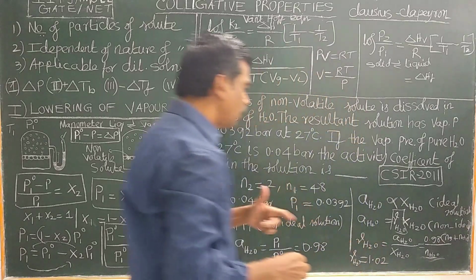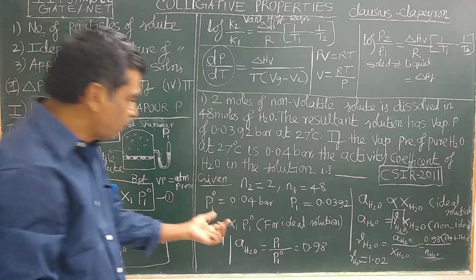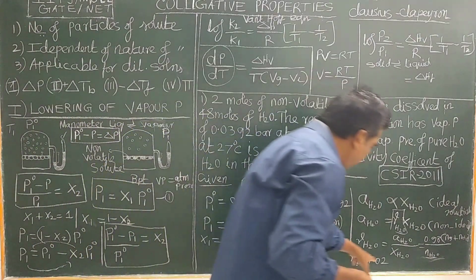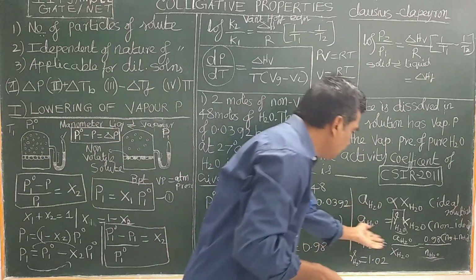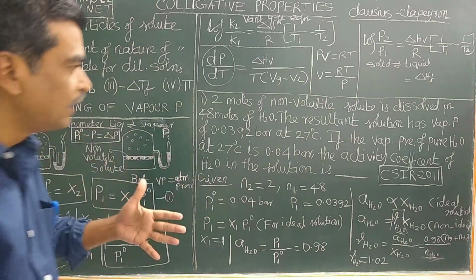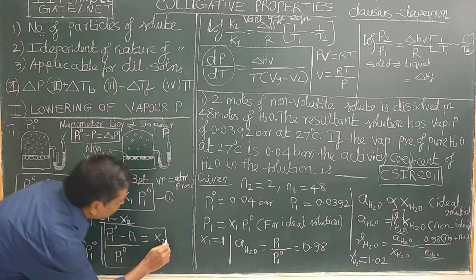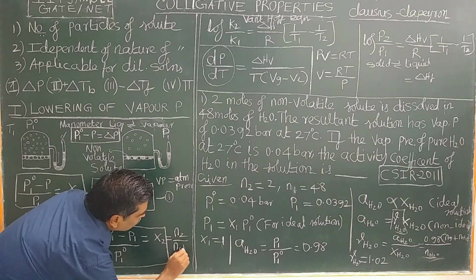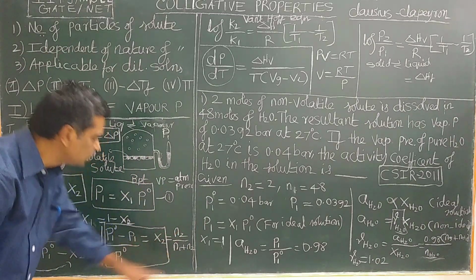The activity, for example, in humidity: humidity is the water vapor pressure at that temperature. Similarly, the activity of water is decreased here because of the non-ideal solution. Now similarly, you can calculate X2 equal to N2 divided by N1 plus N2. This is the mole fraction of the solute.